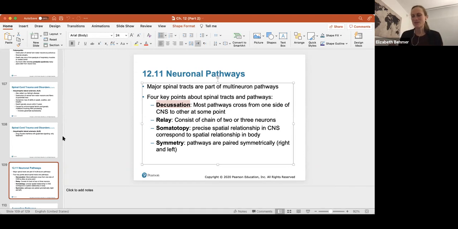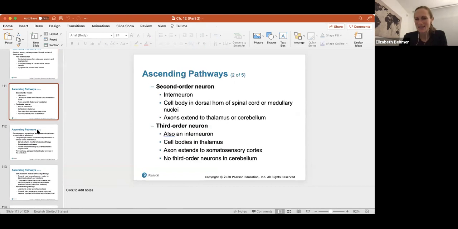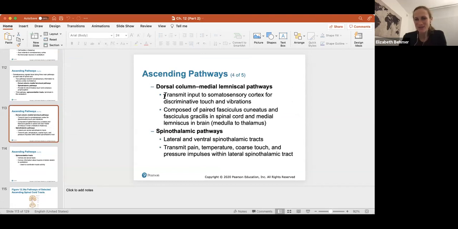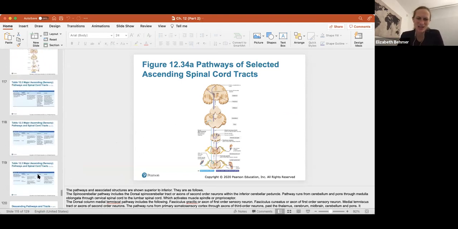So if you sense pain or temperature when you touch a hot stove with your right hand, at some point those sensory neurons have to cross over to the left side to get to the left side of the brain. Relay means a chain of 2 or 3 neurons that are processing this signal. Somatotopy is the precise spatial relationship in the CNS and how it corresponds to the rest of the body, and symmetry just means that these pathways are paired symmetrically. So you have ascending pathways and descending pathways made up of first order, second order, third order neurons. You have common tracts that you might hear of later on. And again, ascending spinal cord tracts will usually cross over to the other side of the body as they take sensory information to the other side of the brain.